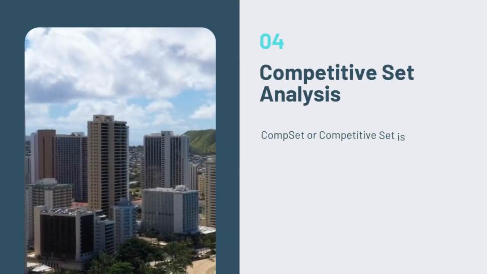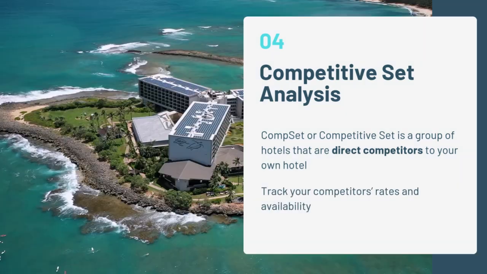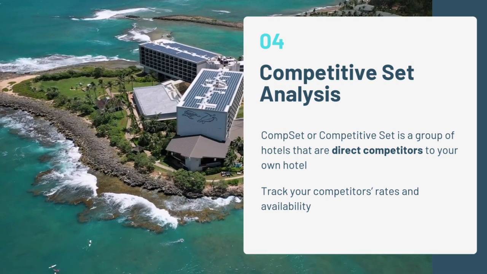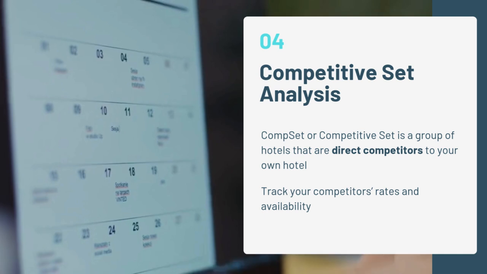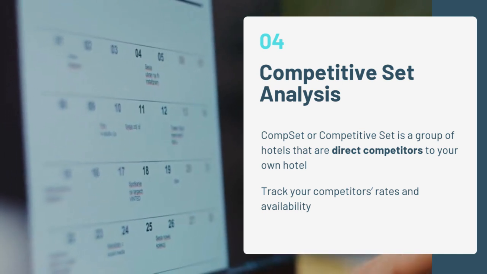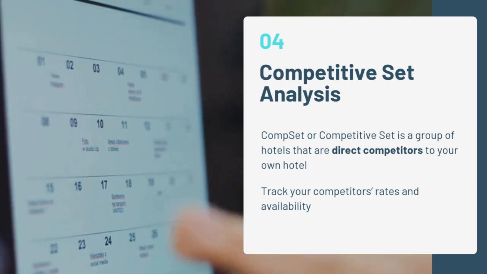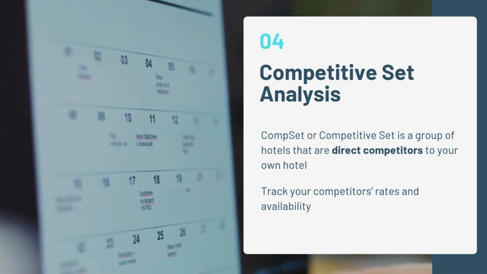Fourth is competitive set analysis. Here you track your competitors' rates and availability. If nearby hotels are nearly sold out, you may have room to raise prices if demand flows to you. Let's say your neighboring hotels have raised prices for the weekend, and you notice an increase in look-to-book ratios on your site. Matching their rates or setting your prices just below theirs could help attract budget-conscious guests without losing revenue.